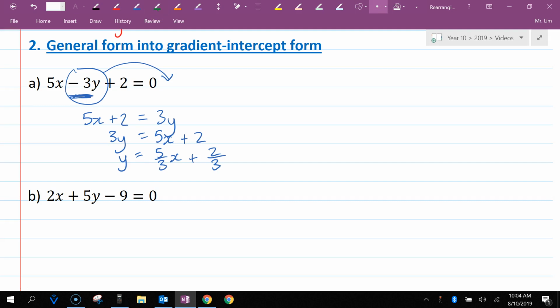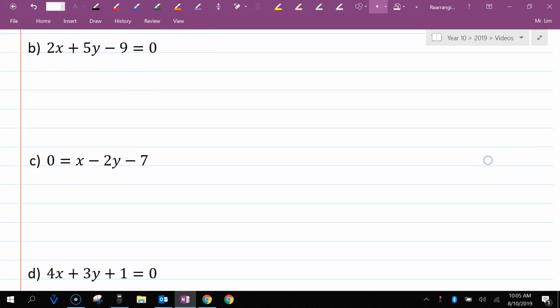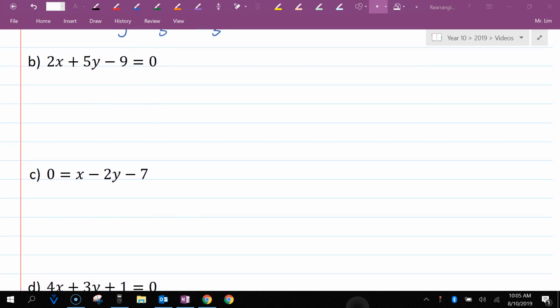Let's have a look at B. In question B, we have 2x plus 5y minus 9 is equal to 0. We have a look at the coefficient of y. It's positive. So I'm going to move the 2x and the minus 9 both to the other side.